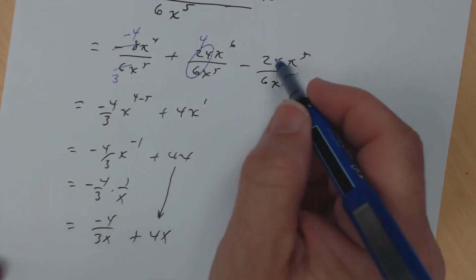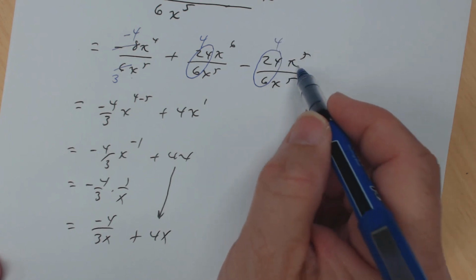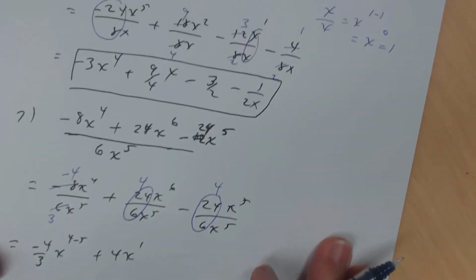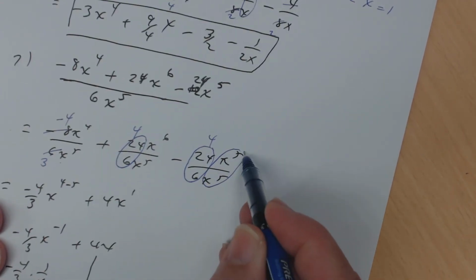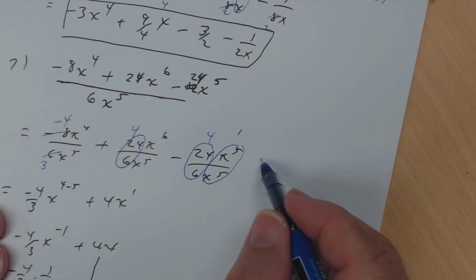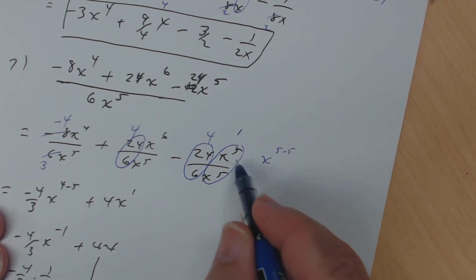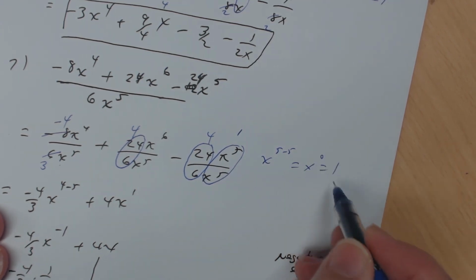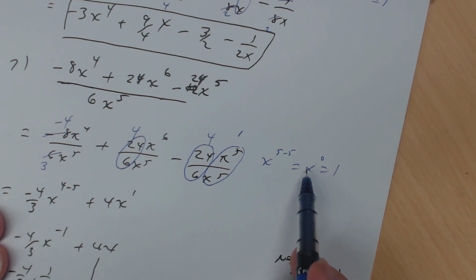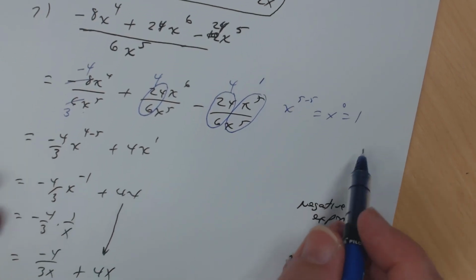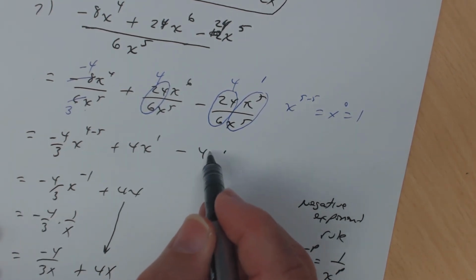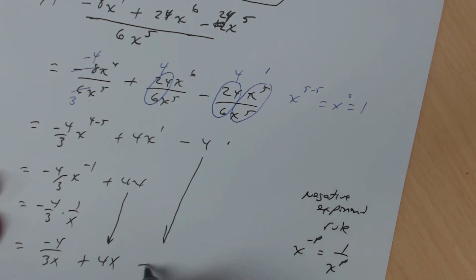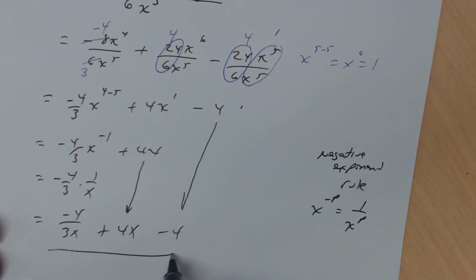Over here, 24 divided by 6 is 4. X to the 5th divided by x to the 5th is 1, since x divided by x is 1. But remember, if you use the quotient rule, that really means x to the 5th minus 5. Divide like bases, subtract exponents, which is x to the 0, which is 1. Any non-zero number raised to the 0 power is 1. And so that's just going to be minus 4. And so this part right here is your answer.